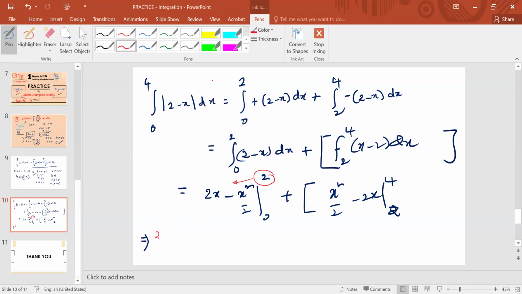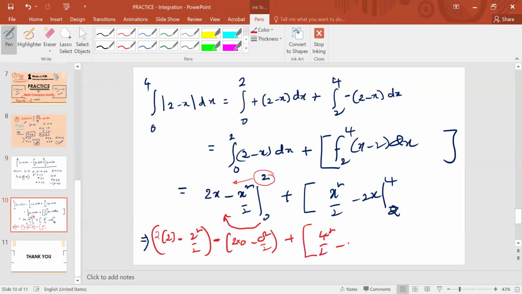So 2 into 2 minus 2 square by 2. This is the upper limit, minus this 0 applied in this expression: 2 into 0 minus 0 square by 2, plus this entire interval: 4 square by 2 minus 8, minus 2 square by 2 minus 4. Okay, so now we can understand the answer here. This part in total is 0.